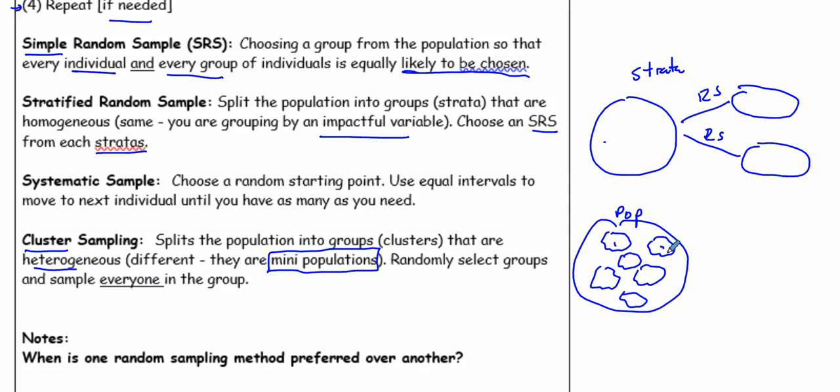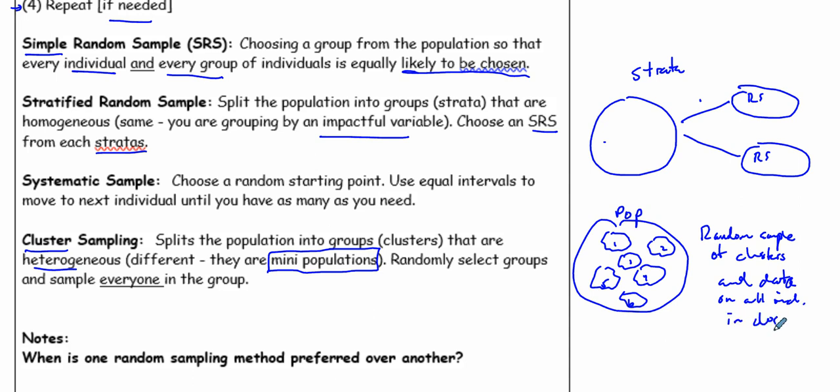So if this is 1, 2, 3, 4, 5, and 6, we would take a random sample of the clusters and sample everyone. Actually, I should change this up, because with strata we're taking a random sample of individuals inside each stratum, while here we take a random sample of clusters, and then sample each one of those. So we get data on all individuals in the cluster.